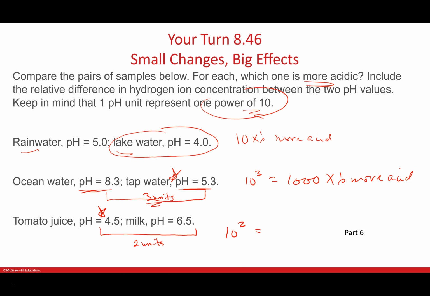Your hint's right here. 10 raised to the second power is 10 times 10. So 10 squared is 10 times 10.